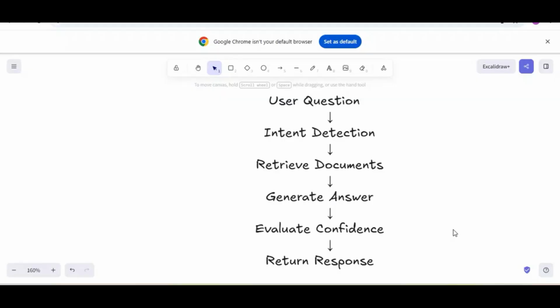So when I started, the architecture was like this. I am presenting the functional flow of the internal chatbot in the form of a simple user flowchart diagram. User query, then intent detection, retrieve documents, generate answer, evaluate confidence, and return response.